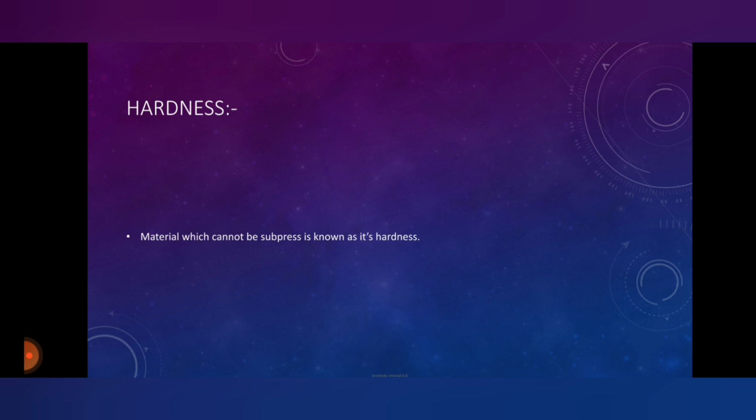Next is hardness. Material which cannot be compressed is known as its hardness. Next is malleability. Property of metal by which it can be beaten into thin sheet is known as malleability.